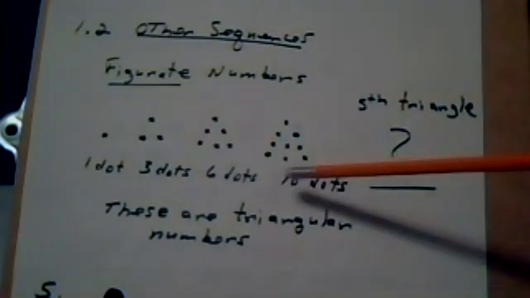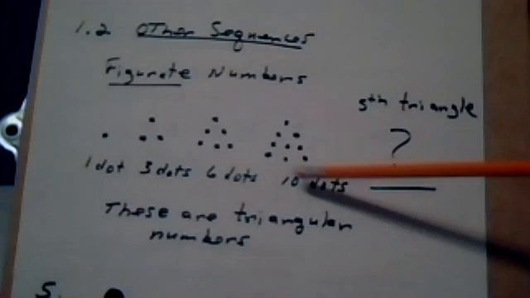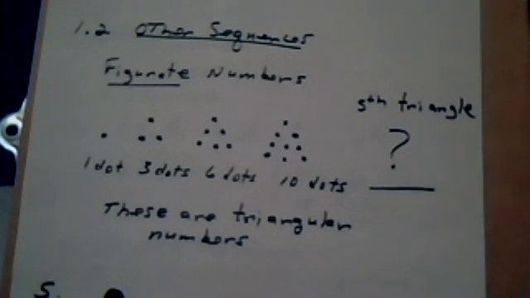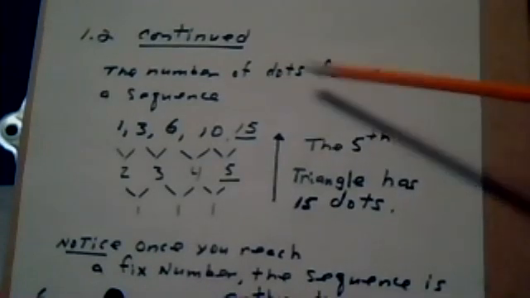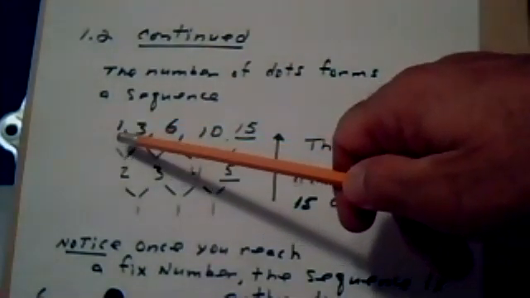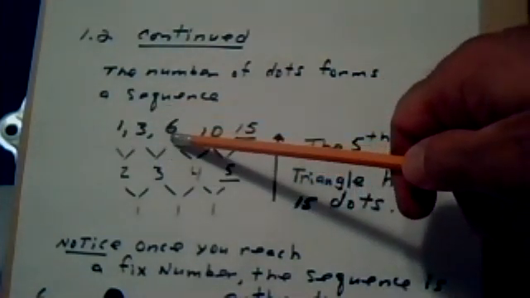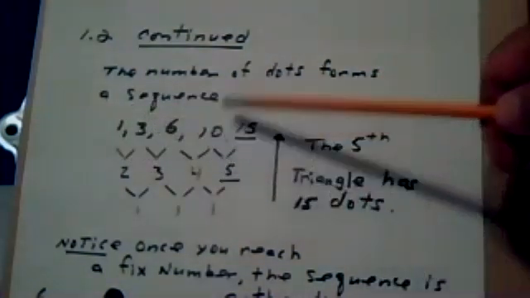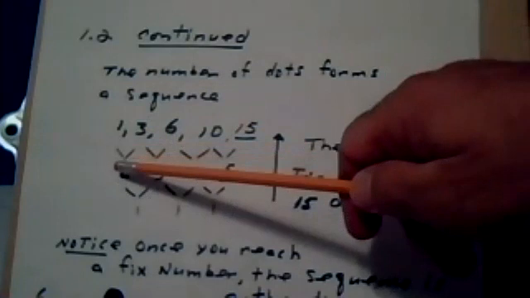Well, we should try to figure out how we're going from one term to the other, right? These are triangular numbers. So how many dots should this triangle, the fifth triangle, have is a question. Let's see. So the number of dots forms the sequence. Notice, now I'm not going to draw the triangles, but if you go back to the triangles, the first triangle has 1 dot, the second one has 3 dots, and the third 6 dots, and so forth. So now what you do is you just line up the number of dots and apply the difference method, what we did in the previous problem.